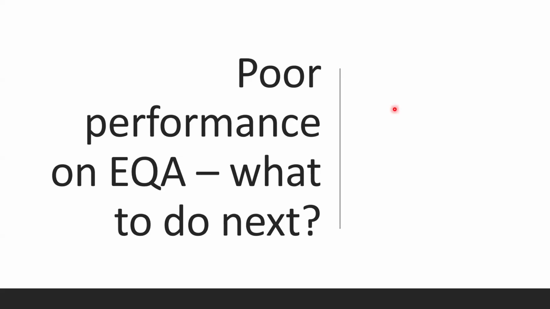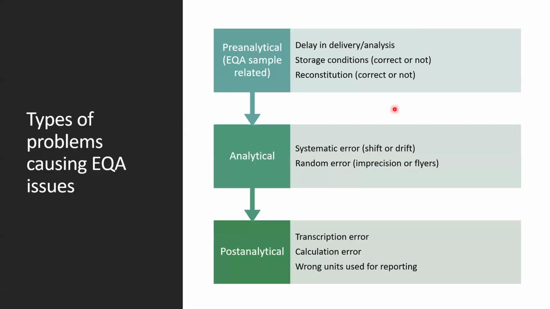Okay, so if we have poor performance on EQA, now that we have the basics for the interpretation of the graphs, what do we do next? And how do we interpret the data? So I guess the problems can be divided into bigger groups. And this is how I was always taught to think in these terms: pre-analytical, analytical, post-analytical.